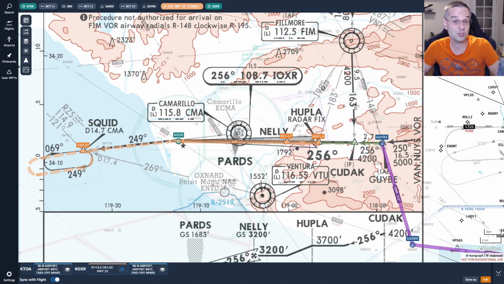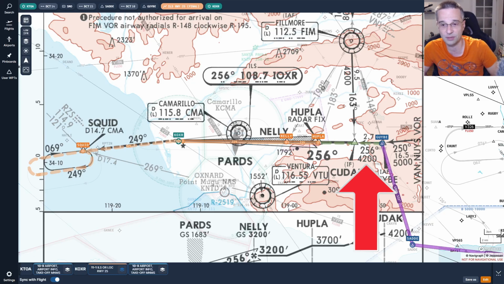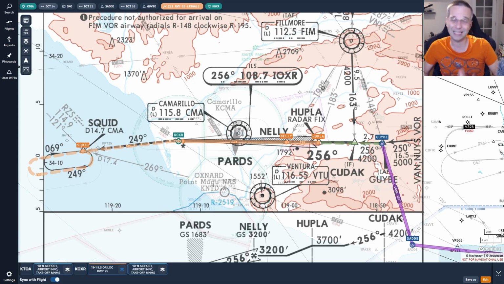There are a few altitudes that we need to watch out for to avoid some of the terrain in the area though, and until we get to Guyby, we need to maintain our 5,000 feet cruising altitude on this airway segment, but as soon as we start our turn towards the final approach course, we can slowly start to descend to about 4,200 feet, and by then we should be picking up the glide slope anyways.